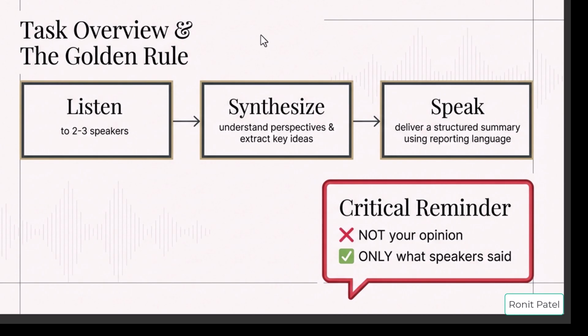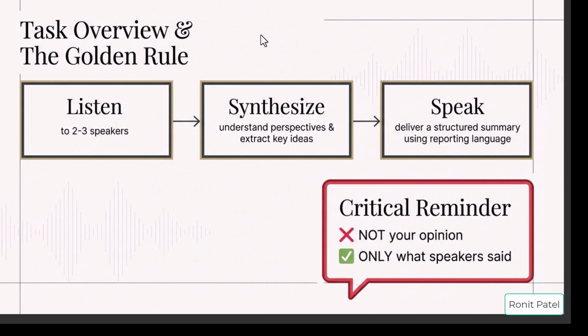Now look carefully at the flow shown on this slide. This slide gives you the golden workflow of the task. The process has three stages. Stage 1, listen. You will hear 2 to 3 speakers discussing a topic. Your job during listening is not to understand every word. Don't panic about vocabulary. Don't try to memorize sentences. Instead, focus on who is speaking, what is their opinion, and why they think so.